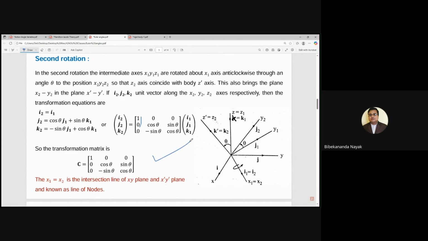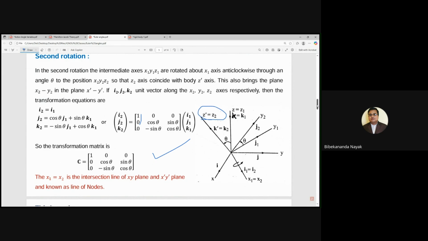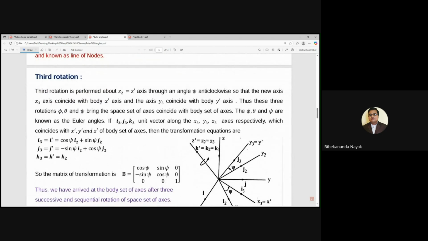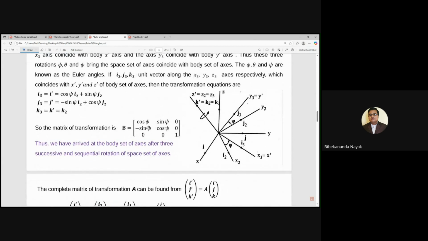Okay. In the third rotation, about the new z-axis, we already have the body z-axis. We need only the body x prime and y prime. For that, we rotate through an angle psi. If you rotate about the body z-axis through an angle psi, z-axis remains fixed, and x, y change by psi. Then the transformation matrix is just like the first case, only the angle is psi.